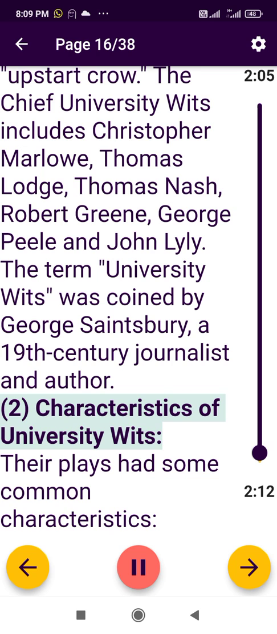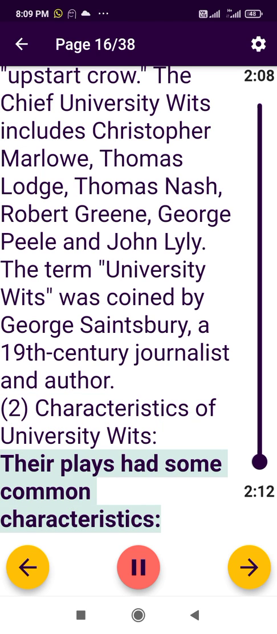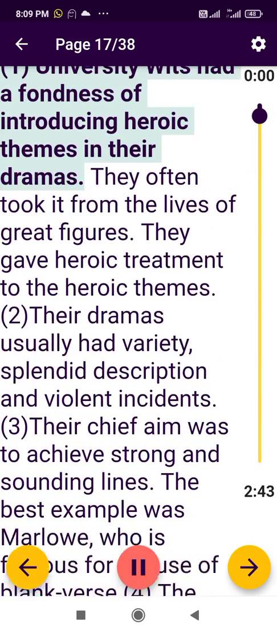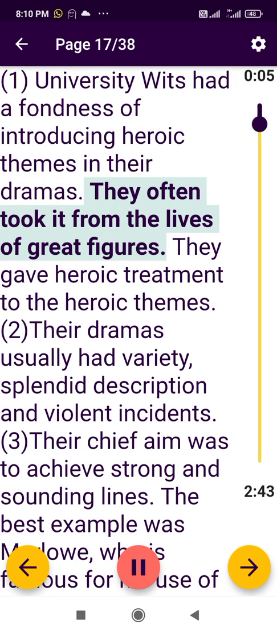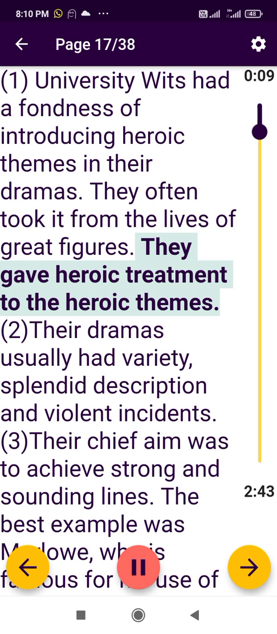2. Characteristics of university wits. Their plays had some common characteristics. 1. University wits had a fondness for introducing heroic themes in their dramas. They often took them from the lives of great figures. They gave heroic treatment to the heroic themes.